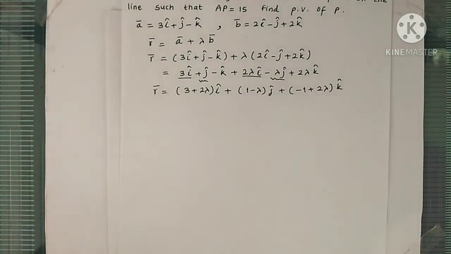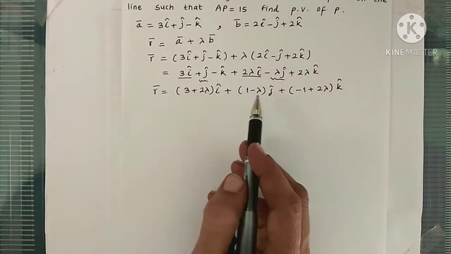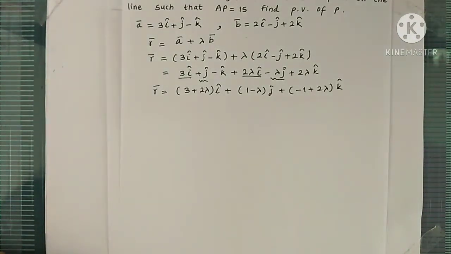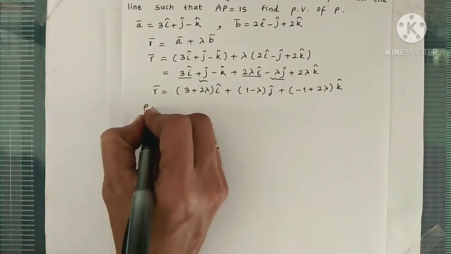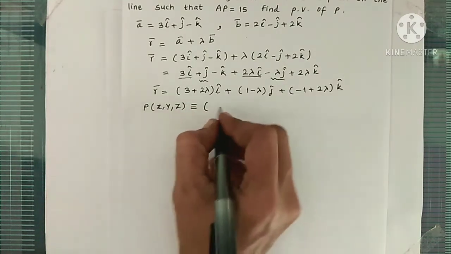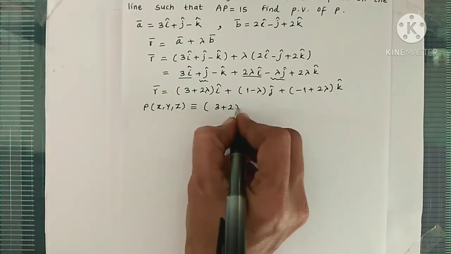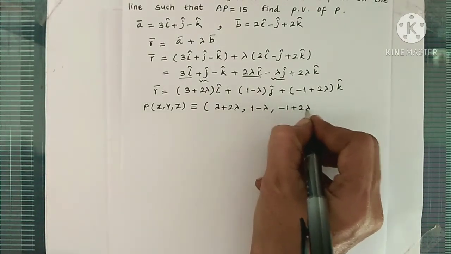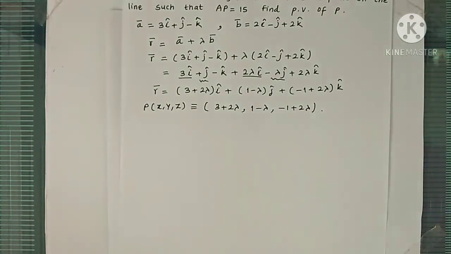That means any point on the line is of the form 3 plus 2 lambda, that is the x coordinate, y coordinate is 1 minus lambda, and z coordinate is minus 1 plus 2 lambda. So if we take a point say P(x, y, z) on the line, then it is of the form (3 plus 2 lambda, 1 minus lambda, minus 1 plus 2 lambda), and we have to find the value of lambda for which this distance AP is 15. So let's write the equation here.